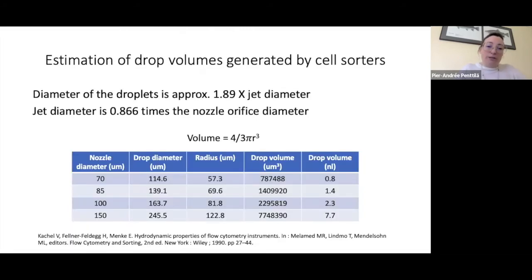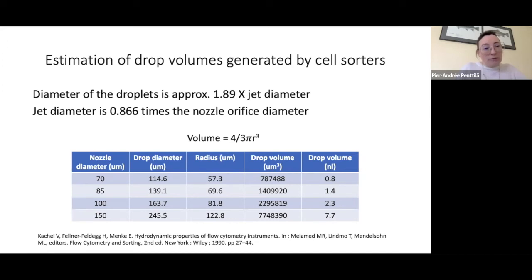A very common question that a lot of users ask anyone in flow cytometry is, how do we estimate drop volumes generated by cell sorters? You can calculate, for any nozzle orifice, a proxy of the diameter of the drops, and thus its volume, using the calculations on this slide. It is a proxy because you're assuming that the drop is a sphere, and it will never be a perfect sphere, but I think this is a pretty good estimation.